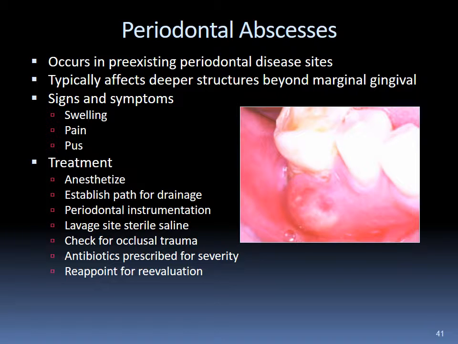Periodontal instrumentation and lavaging the site with sterile saline is recommended. It may be necessary to check for occlusal trauma to eliminate this as a cause for recurrence. Antibiotics are prescribed in severe cases, and reappointment for evaluation should be done.